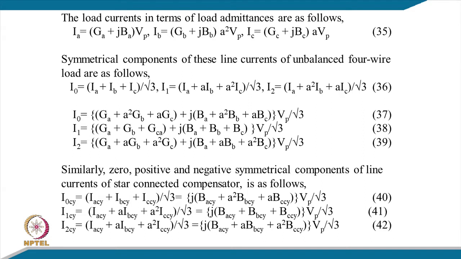Similarly, the positive sequence current of this star connected compensator, C denotes compensator here, can be I1CY = (IACY + a IBCY + a square ICCY) divided by root 3, which can be equated to j into (BACY + a BBCY + a square BCCY) into Vp by root 3. And I2CY can be written again in a similar manner, (IACY + a square IBCY + a ICCY) by root 3, which can be equated in terms of parameters to j (BACY + a square BBCY + a BCCY) into Vp by root 3.